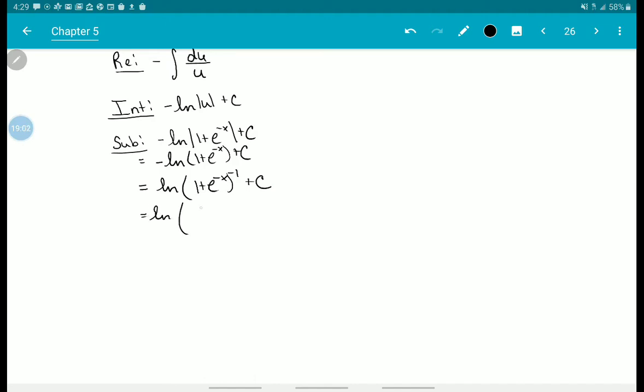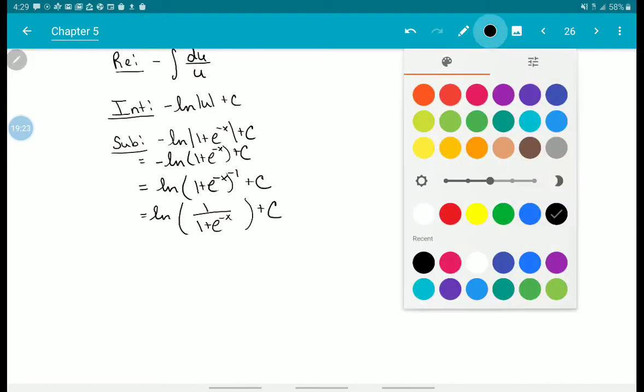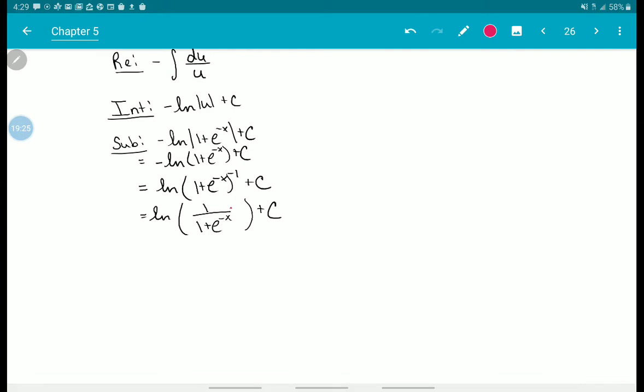And that is the same thing as 1 over 1 plus e to the negative x, plus c. And usually, if we can, we don't want to leave negative exponents in the problem. So let's do a trick here. What if we were to multiply by e to the x? If I do that to the top, I have to do that to the bottom. Math is always fair. So remember, there's an understood parentheses around that term.